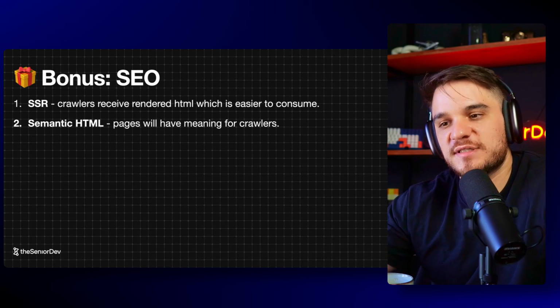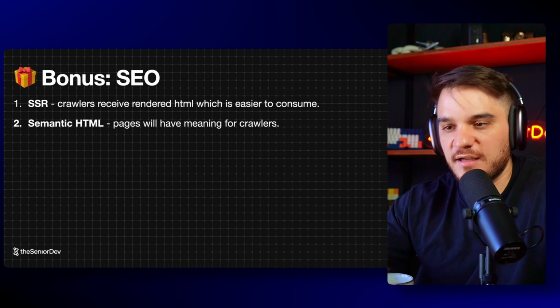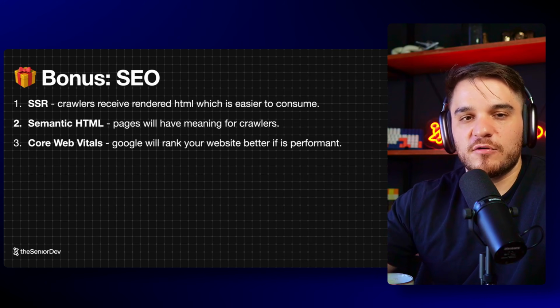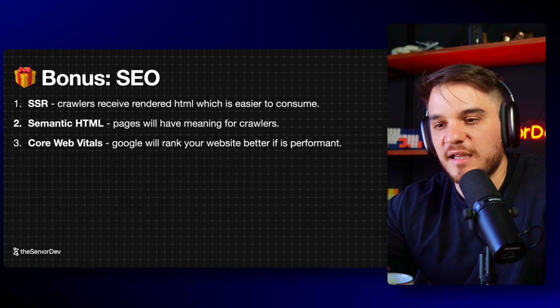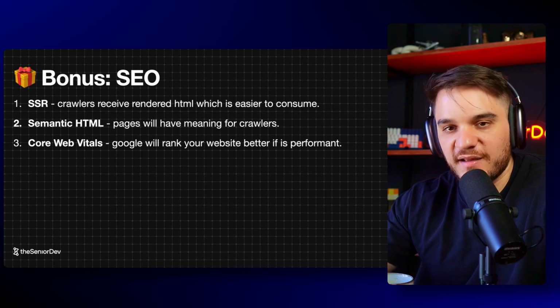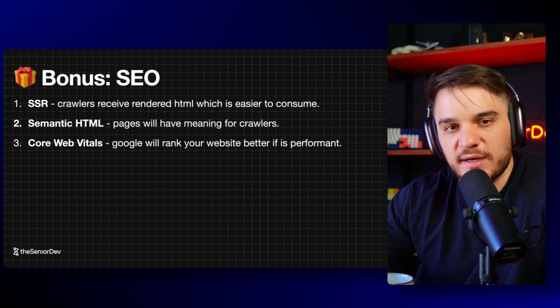We've also mentioned semantic HTML, which makes our pages very meaningful for crawlers, and it helps SEO. And we talked about the core web vitals, which make everything more performant, and Google will rank you better if your core web vitals are high. So in general, everything we've done for scalability and accessibility will also help our SEO.